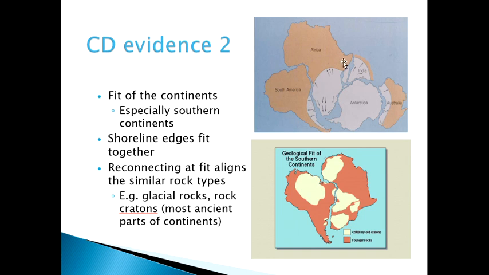The upper slide shows that if you assemble more continents together besides South America and Africa, but Antarctica, India, Australia, in other words, Gondwanaland, you have an overprint of these glacial rocks that are present in all of those places as well.